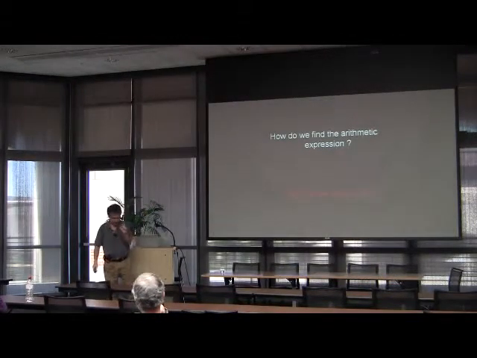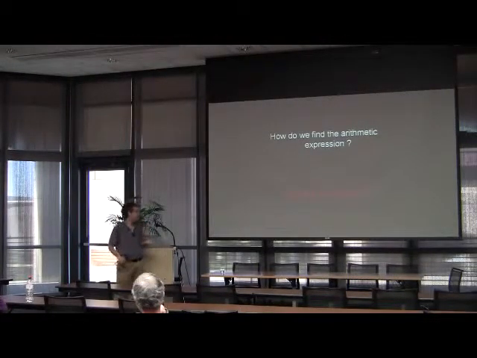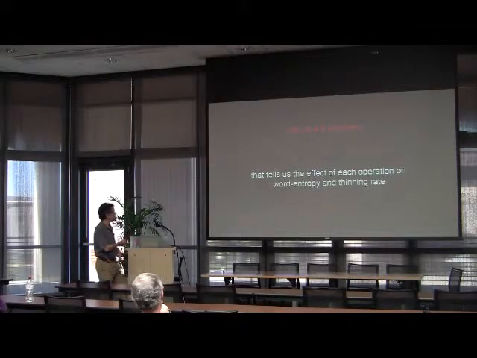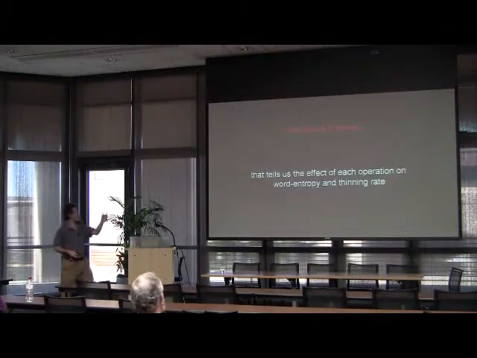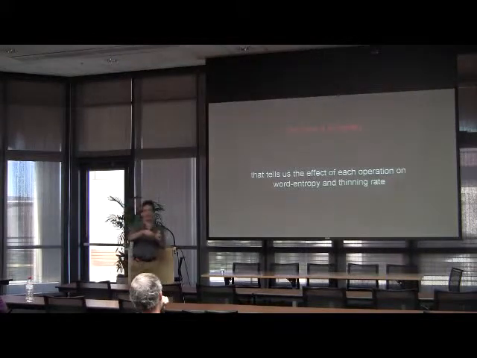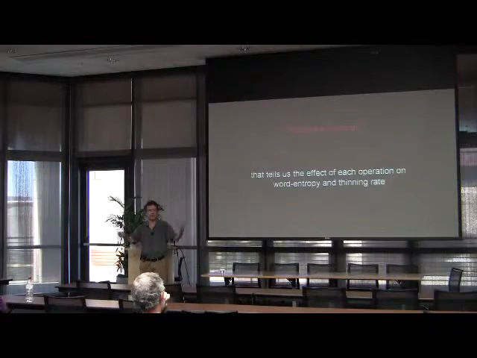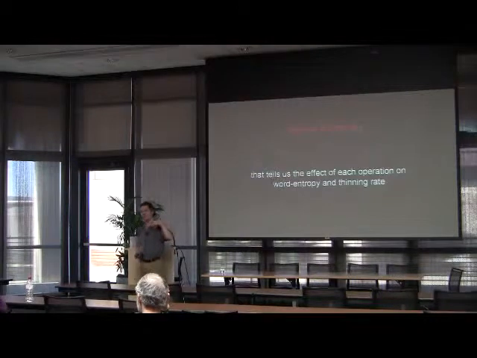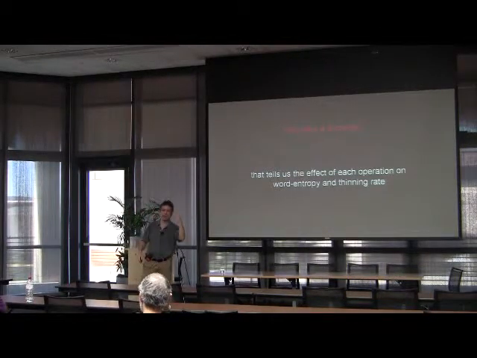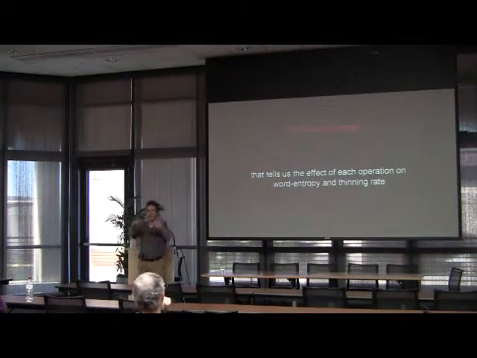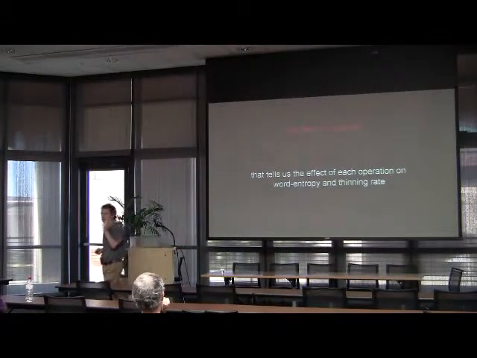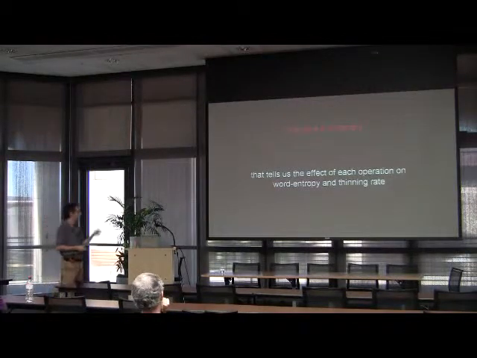I can look at it, I can just scan it and parse it, and then I can make inferences because I have a dictionary, and the dictionary tells me for each operation its effect on the word entropy and on the thinning rate. So think of these operations as combining trees together in various ways. It tells me that if I know everything about Dan's tree, and I know everything about Yuri's tree, and you guys get combined in some tensor product, I will know something about the results. So that's why this arithmetic expression is extremely important.